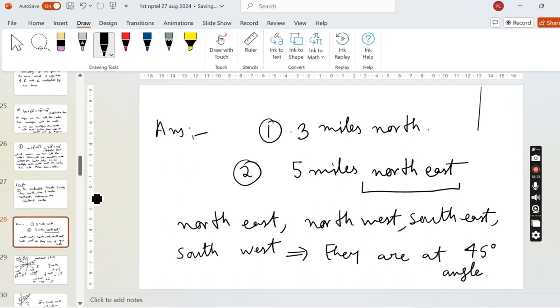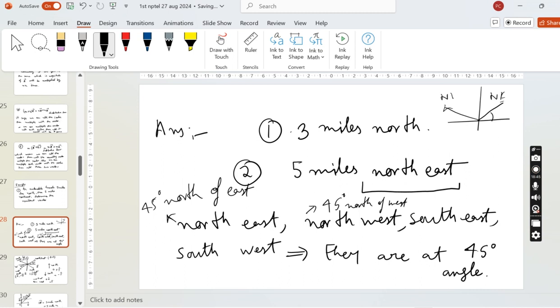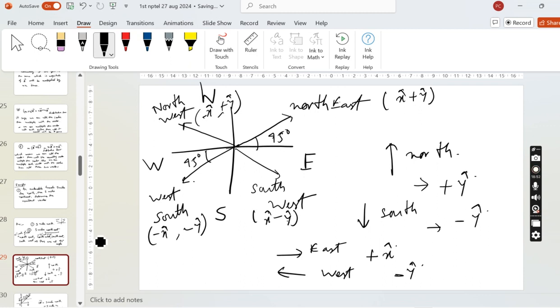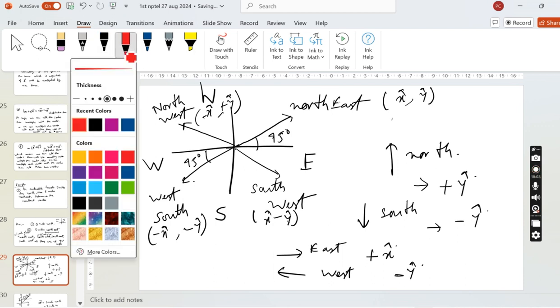Northeast is 45 degrees north of east. Northwest is 45 degrees north of west. This is northeast, this is northwest. So we know that for northeast, x and y are both positive. This is the northeast direction.